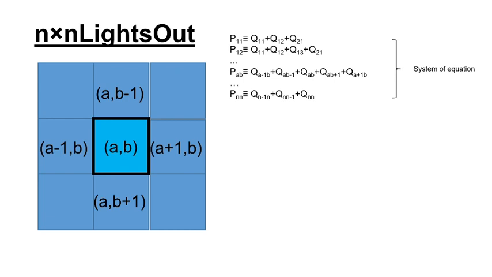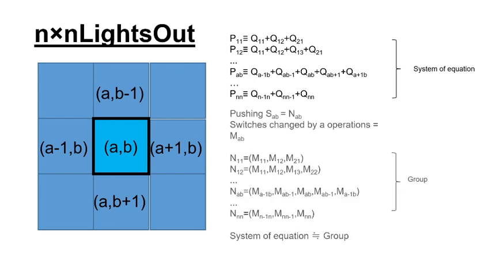On the other hand, there are some Lights Out that do not have a pattern where the right member equals 0. The Lights Out can be solved in any case. We designate pushing SAB as NAB, and switches changed via operation as MAB.